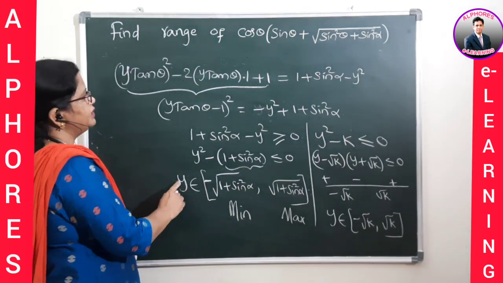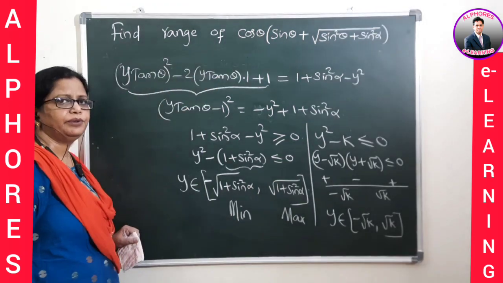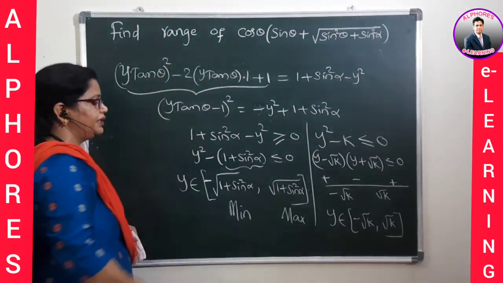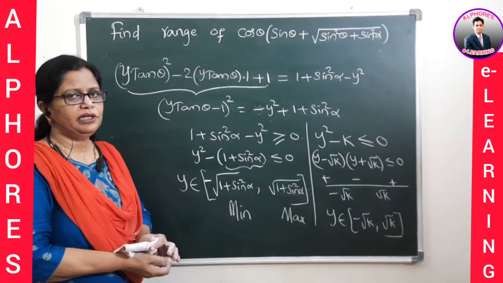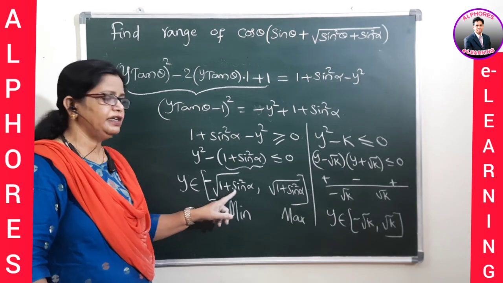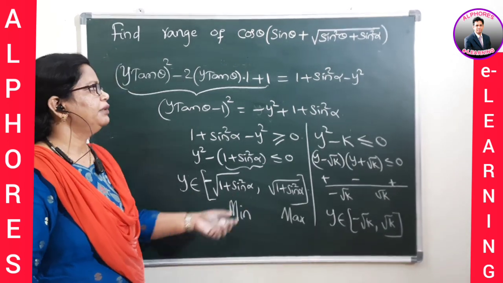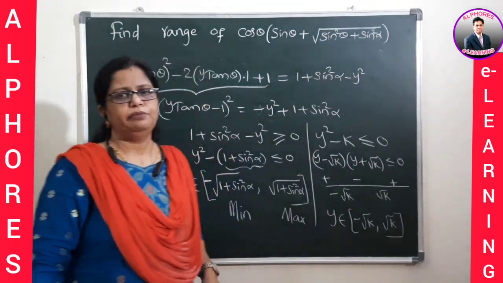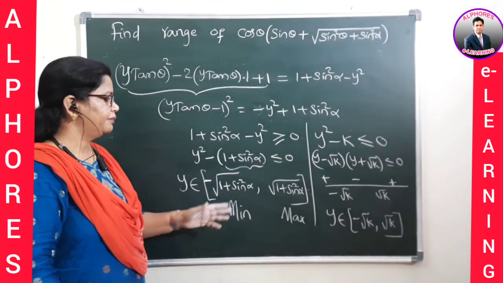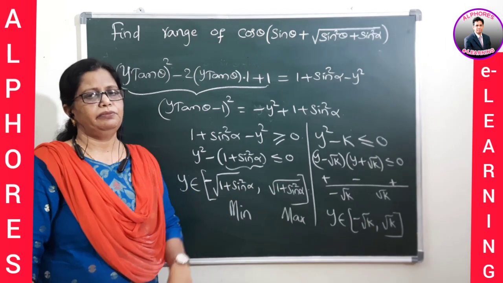So what is our y, students? This entire function. Therefore, for this entire function, the least value we got is minus root of 1 plus sine square alpha and the maximum value is this one. Sometimes instead of sine square alpha, they may give some numbers also. Then you can just make use of that number here.